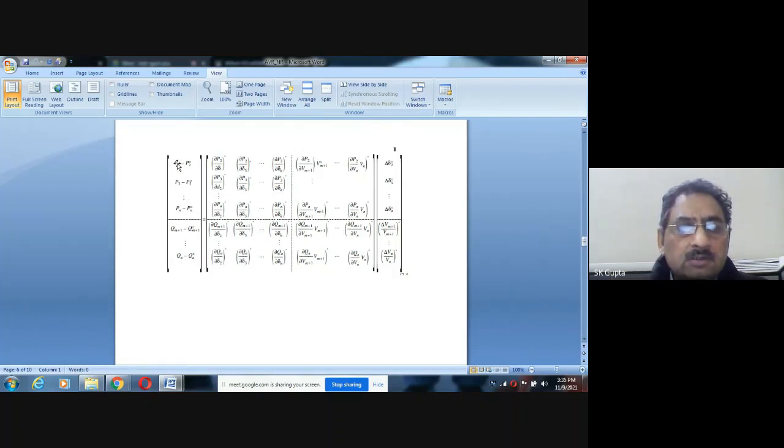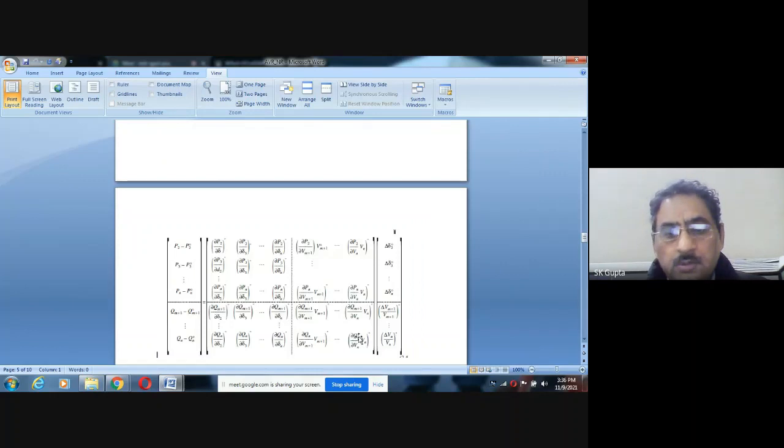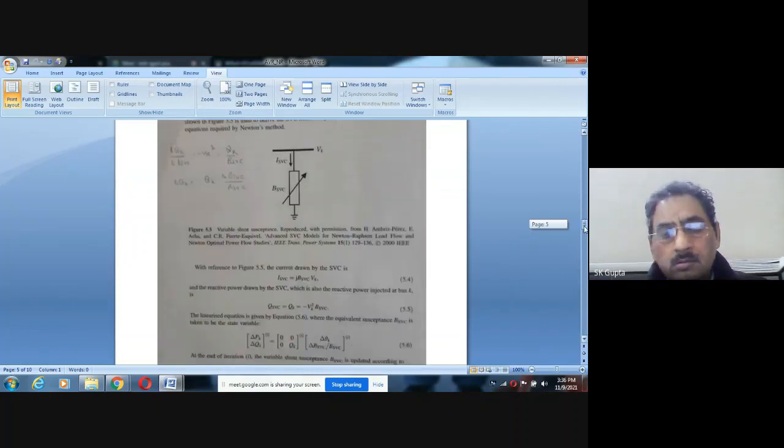This is the P2, P3, Pn are known values of active power. These are the estimated values of reactive power. These are the known values of reactive power. This is the estimated value of reactive power. Change in delta, change in this. Here this equation is incorporated.